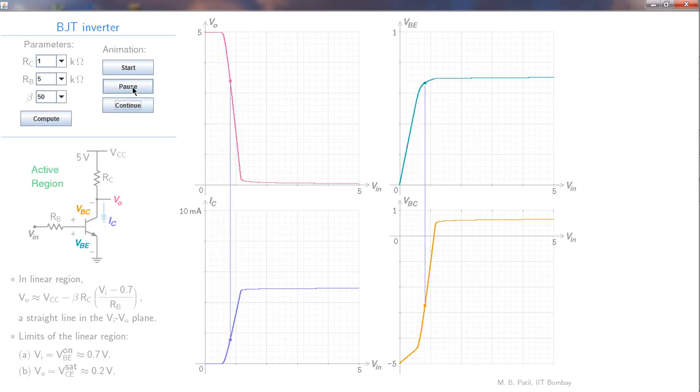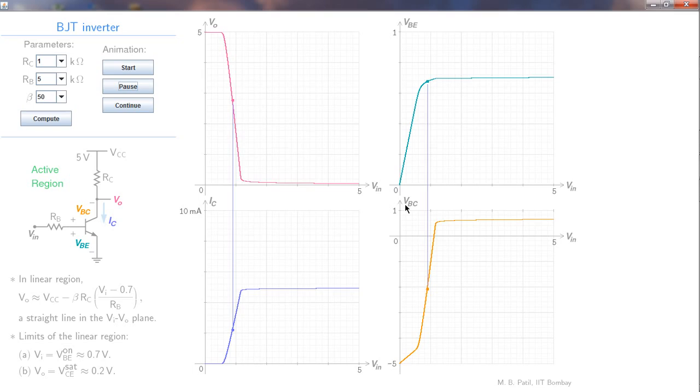And now we have entered the linear region. In the linear region, the collector current has started rising, and because of that this voltage drop has increased, and therefore VO has become smaller. VO, which is VCC minus IC times RC, has become smaller, and that is what we see over here.